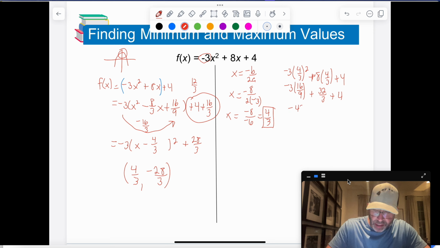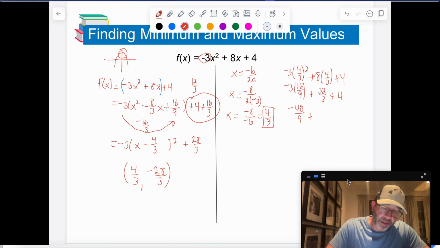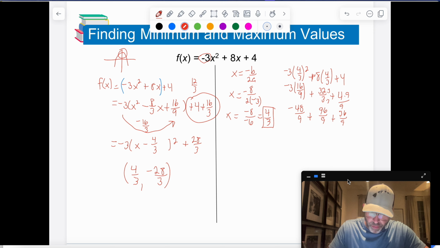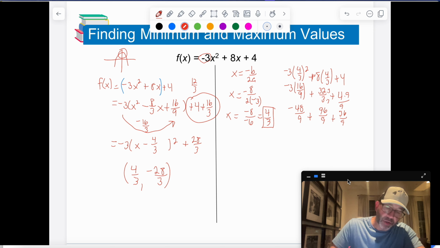We're going to have negative 48 over 9, plus, geez Louise, some big numbers here. I'm going to multiply this denominator by 3 just so I can get a 9 in the denominator. And that means we're going to have 96 over 9. And then I'm going to multiply, let's see, I need this to be a 9, so I'm going to multiply this by 9, and that's going to be 36 over 9. Okay? And if we put these together, I'm probably wrong. I probably made a mistake here. 96 plus 36, 132 minus 48, 84, and 84 divided by 3 is 28. Yeah, so this actually works out.